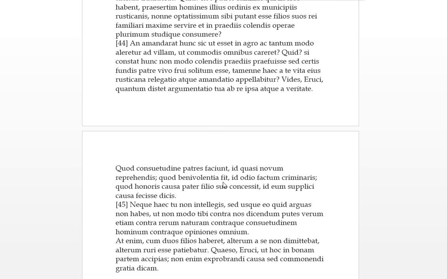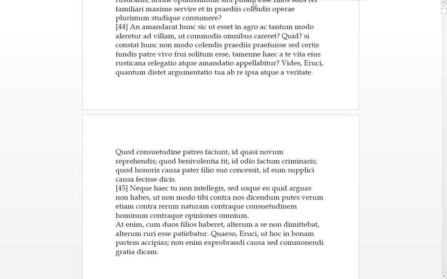Quod benevolentia fit, so what happens from goodwill, benevolentia, from goodwill, id, this, odio factum criminaris. This you incriminate or accuse of being a fact or something that was done in hatred, in odio, from hatred. Quod honoris causa, again, causa the postposition, followed behind a genitive. What for the sake of honour, a pater in the nominative, the father has conceded filio suo to his son for the sake of honour. This, eum supplicii causa, this for the sake of punishment, dicis, you say, fecisse, he has done this for the sake of punishment.